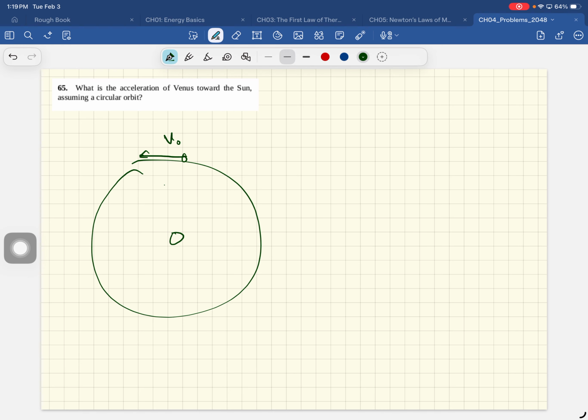Okay, so per pound, the force that the sun exerts on Venus is 1,000th of the force that the Earth exerts on something on its surface.